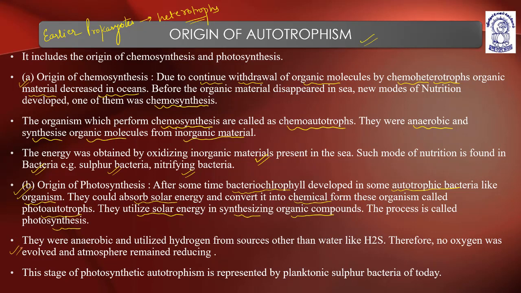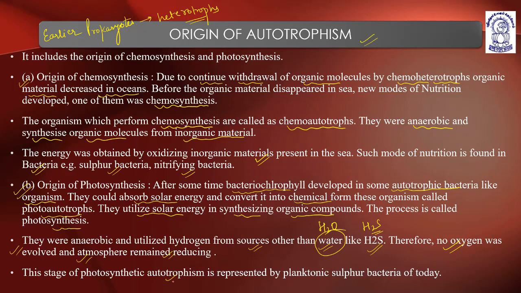They were anaerobic and utilized hydrogen from sources other than water, like H2S. Very important: during this photosynthesis, water is not utilized, and if water is not utilized, there will be no free oxygen. So H2S combines with other materials like carbon and hydrogen to form different types of organic molecules. As there was no water, there was no oxygen. Instead of water, a reducing gas, H2S, was there. Therefore, no oxygen was involved and the atmosphere remained reducing.